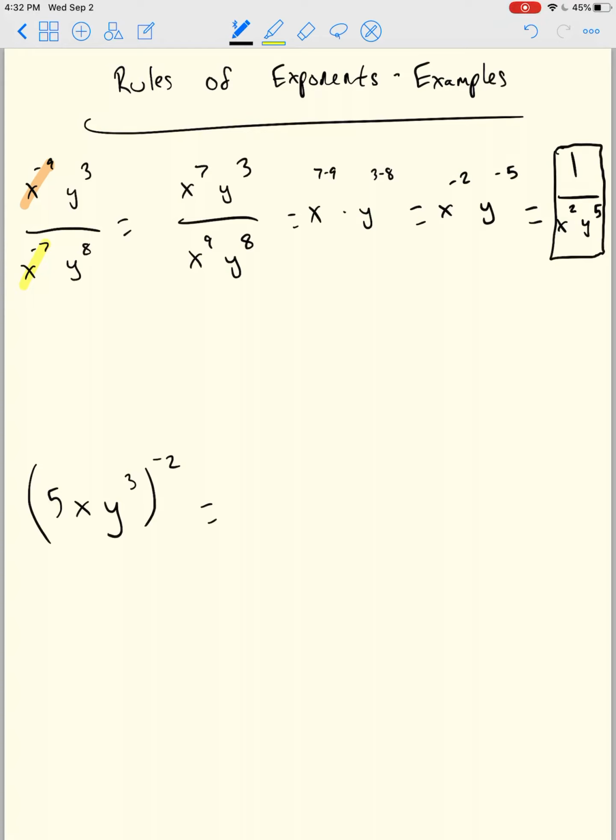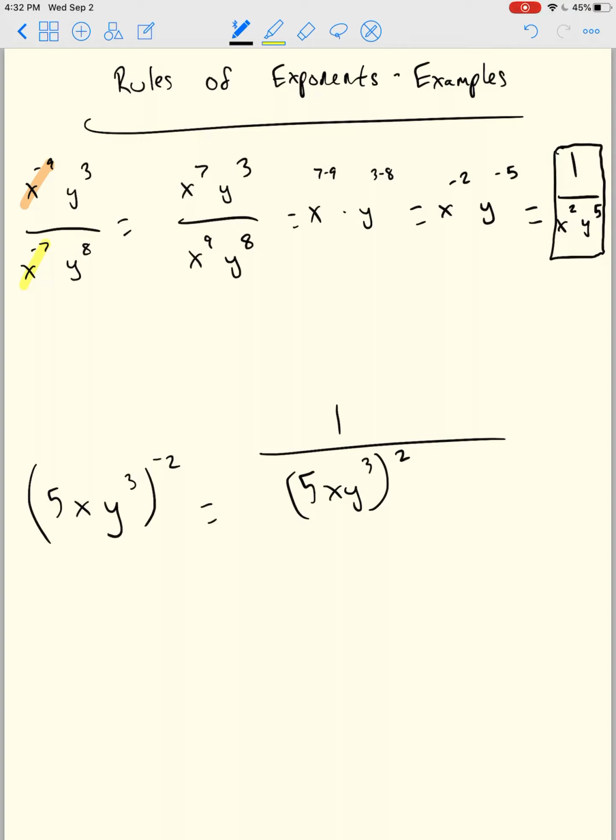So in the second one down at the bottom, we've got a quantity, 5xy cubed, all of that to the negative 2. So I see that negative on the outside. First thing I want to do, let's flip it all over. So 1 over 5xy cubed, all of that to the positive 2 now. So I used that negative exponent rule.